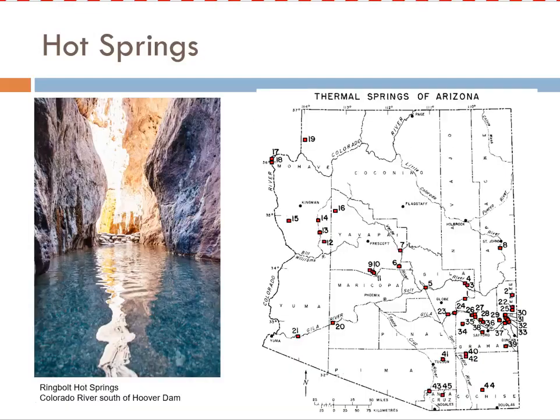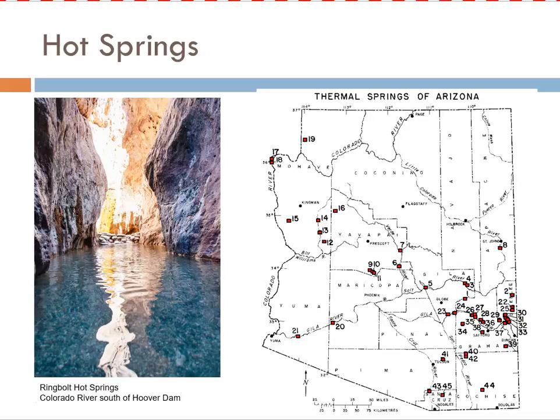Arizona has quite a few thermal areas. There's a couple of pretty famous hot springs there. There's the Ringbolt Hot Springs. It's a fairly easy hike, on the Colorado River just south of Hoover Dam. It's like 3.5 or so miles, I think. So that's a nice, cool way to see it.